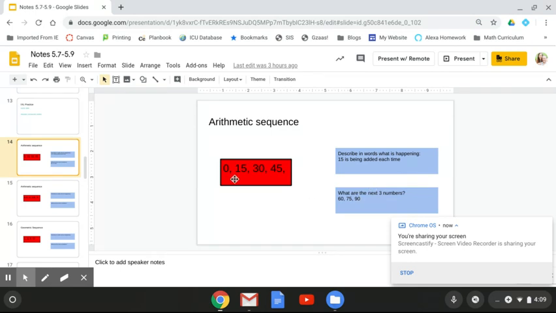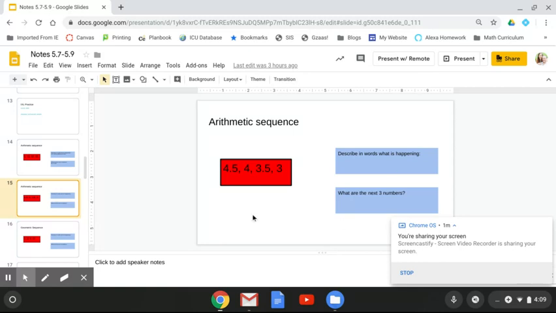The next question is, what are the next three numbers? To figure out the next three numbers, you would just add 15 to the last number that ended. So the last number here was 45. 45 plus 15 would be 60. 60 plus 15 is 75. And 75 plus 15 is 90.